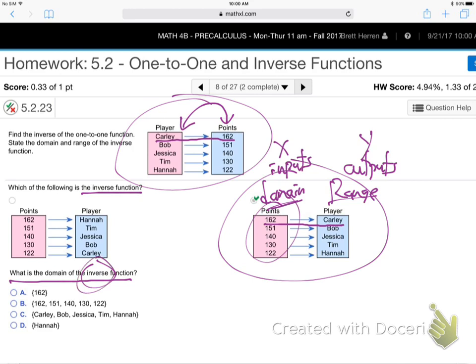So they're asking the inverse's domain. So here's the domain for the inverse. So it'd be B, wouldn't it? And probably the next question is what's the range, and it's that for the inverse. All right.